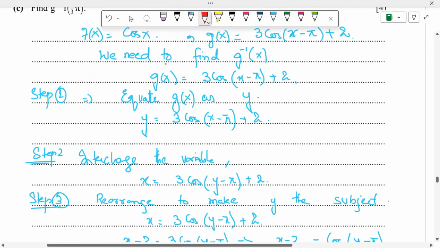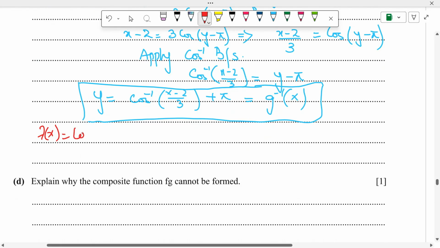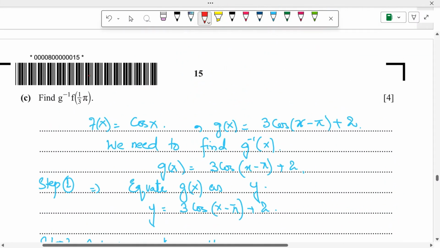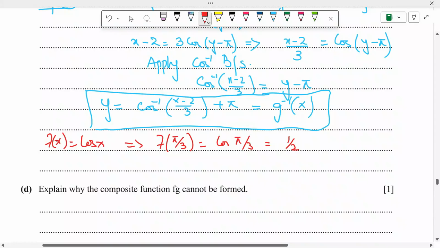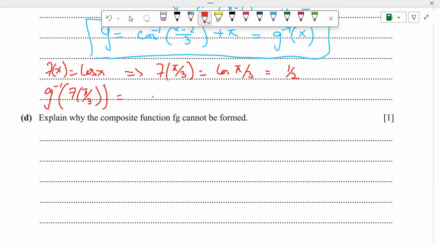Now, okay, first we need to find f of pi by 3. So we know that f of x is equal to cos of x. So f of pi by 3 is equal to cos of pi by 3, and this one is equal to 1 over 2. So we have f of pi by 3, which is 1 over 2. Now we need to find g inverse of f of pi by 3. So we can say that it is g inverse of 1 over 2.